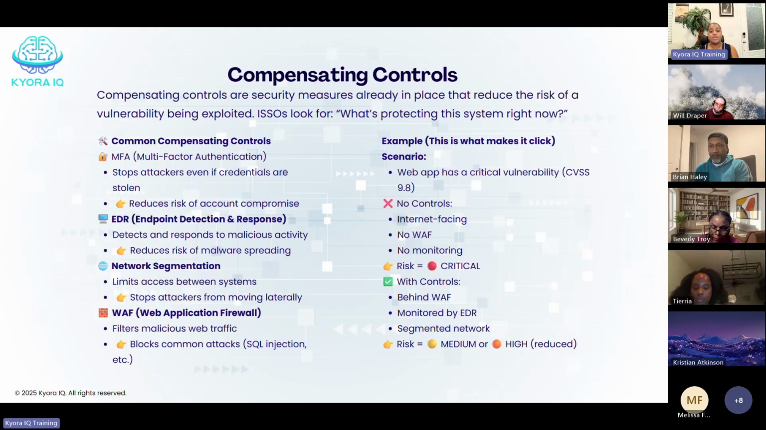But with controls, it sits behind a web application firewall. So even if that web app again has a vulnerability, they're going to have to break through that firewall first before they can even get to that vulnerability in that web app. And then of course it's monitored by the endpoint detection and response system. So hopefully that web app will have some type of Defender or CrowdStrike or something on that endpoint, and then of course segmented from the network. So even if it is a vulnerable system and someone is able to exploit it, then it can't laterally move on to the rest of your critical assets.